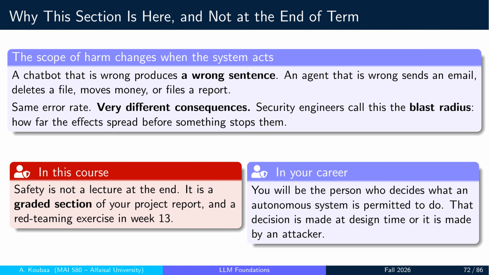Now, the two columns. In this course, safety is not a lecture at the end. It is a graded section of your project report and a red teaming exercise in week 13. In your career, you will be the person who decides what an autonomous system is permitted to do. And read the last sentence, because it is the argument for teaching this early. That decision is made at design time, or it's made by an attacker.